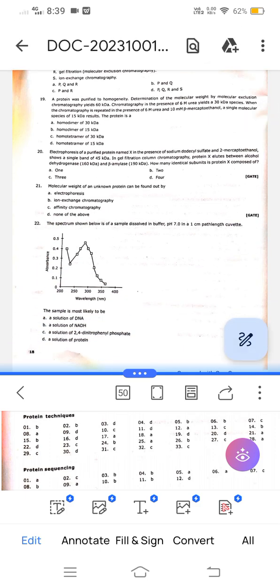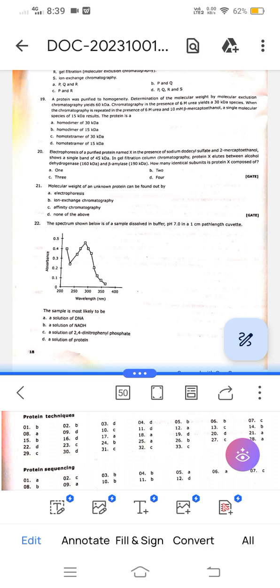Electrophoresis of a purified protein named X in the presence of sodium dodecyl sulfate and 2-mercaptoethanol shows a single band of 45 kilodalton. In gel filtration column chromatography, protein X elutes between alcohol dehydrogenase and beta amylase. How many identical subunits is protein X composed of? 20 D. D means 4.